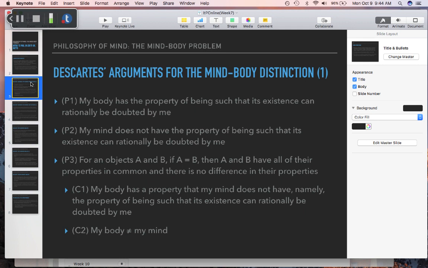Premise 2. My mind does not have the property of being such that its existence can be rationally doubted by me. So here he's saying, well, my body can be doubted. I can think, well, maybe I don't really have hands.